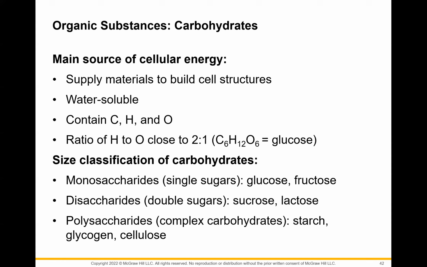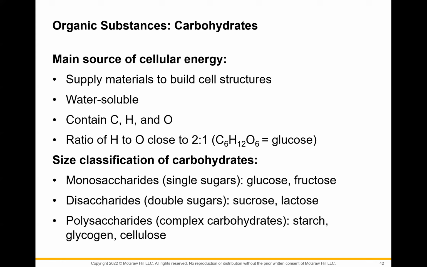Carbohydrates are what we think of when we think of our sugars. So these guys are very important when it comes to energy. They're our main source of cellular energy, but they also are going to help to build up cellular structures as well. They can be water soluble depending on their ratio of oxygen. And so again, in order to be considered organic, they have to contain carbon and hydrogen, but they're also going to contain oxygen as well. And what we see is we have a ratio of like 2 to 1.